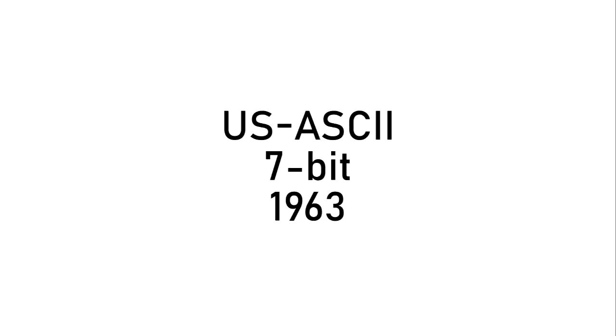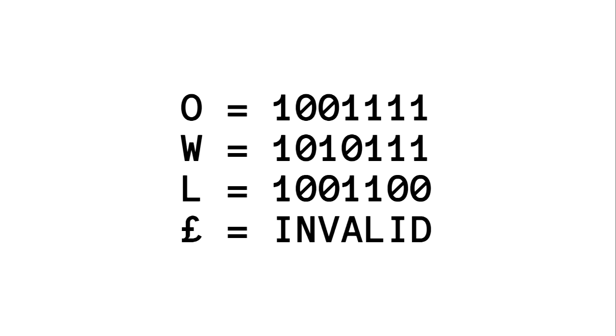But the Americans were up to their old tricks. And in 1963, they standardized the 7-bit US ASCII. So you could do things like letters, except if you wanted the British pound symbol, well, that's not American. It's not freedom.